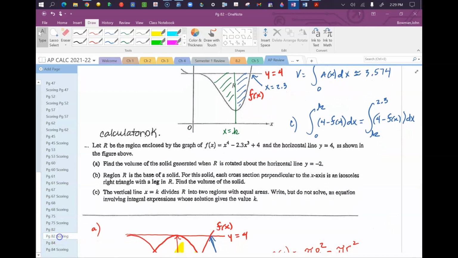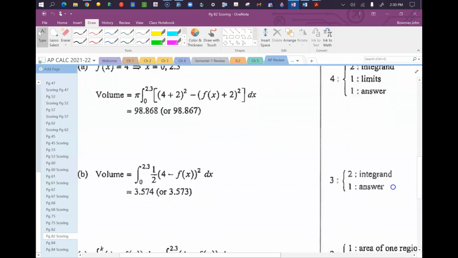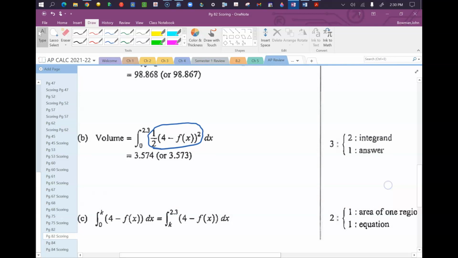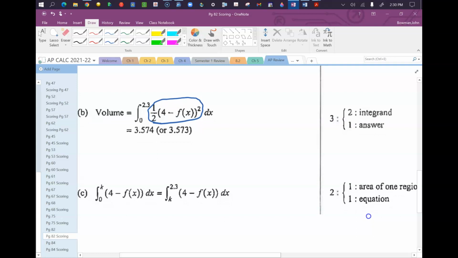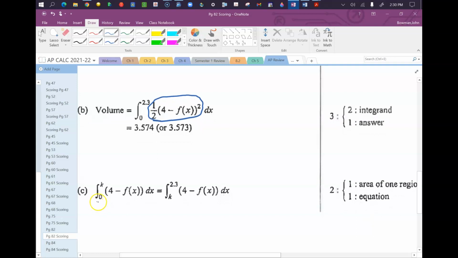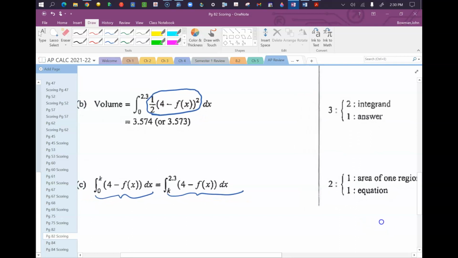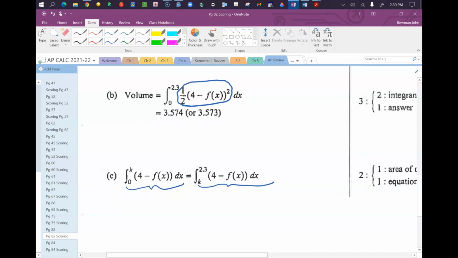So let's take a look at the scoring rubrics for parts B and C. The integral from 0 to 2.3 of this is basically our A of x dx, and we get 2 points for the integrand and 1 point for the answer. Notice, even if you can just set up the integrand, you get lots of points for that, even if you don't have time to calculate it. And for the last one, the integral from 0 to k of 4 minus f of x dx is equal to the integral from k to 2.3 of 4 minus f of x dx. 1 point for the area of one region and 1 point for the equation.